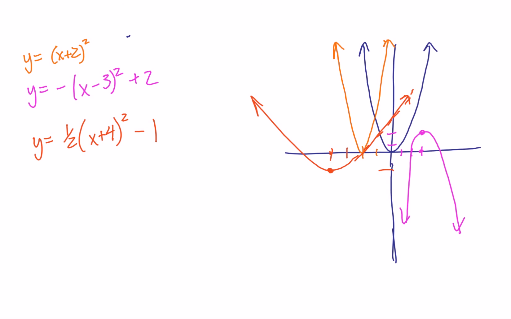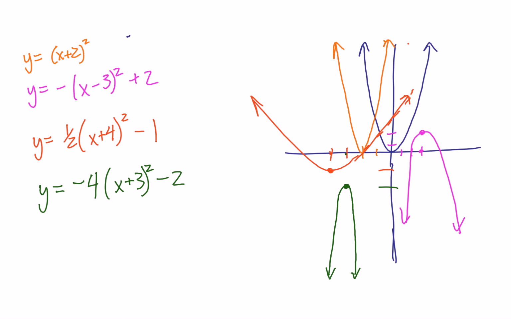So let's maybe do one more. So I'll pick a different color here. So let's do y equals negative 4 (x plus 3) squared minus 2. So once again, our vertex is going to be at minus 3, minus 2. So it's going to be down here somewhere. The negative means we're going to go upside down, and the 4 means it's going to be 4 times taller, so it's going to be pretty skinny, upside down, something like that. And that's good enough for today.